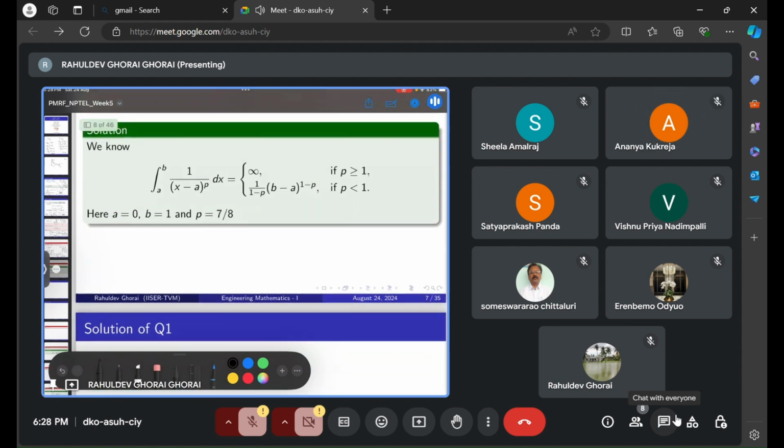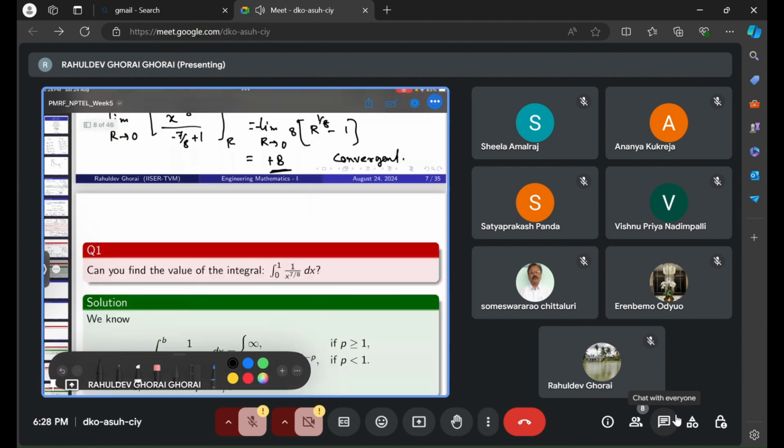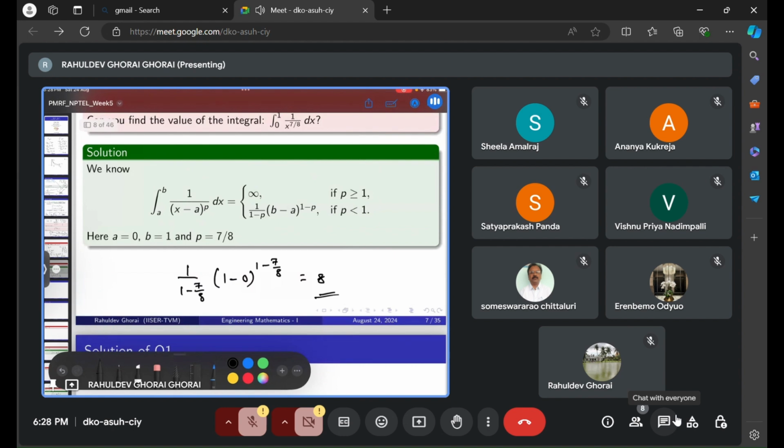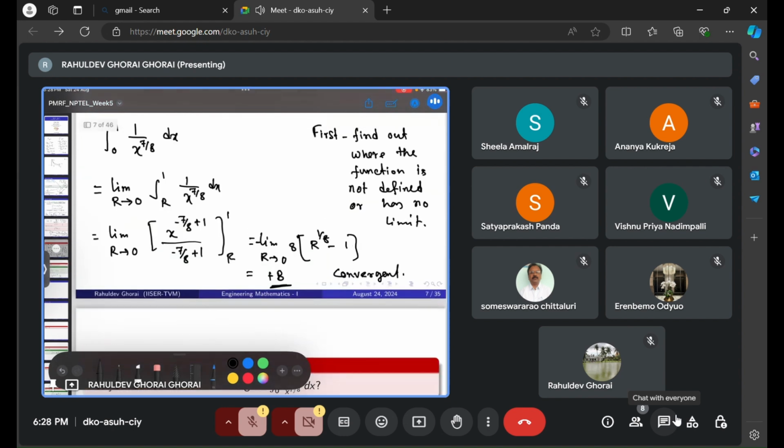Here also, the value will be 1 over 1 minus 7 over 8 times b minus a, and 1 minus p is 1 minus 7 over 8. That will be 8, right? Yeah, so correct. You were correct. I made a mistake here: instead of R to 1, I took 1 to R.